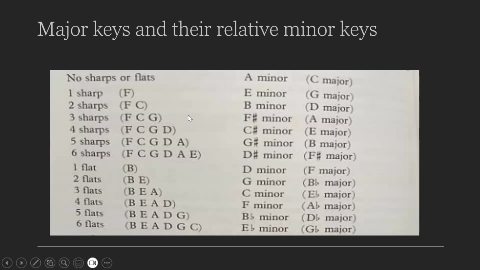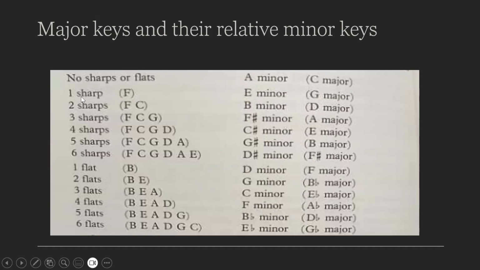If you look at this picture or image, you can see it's just a summary of major keys and minor keys. Look at it. A minor has a relative major of C major. E minor has a relative major of G major. B minor has a relative major of what? D major, and on and on and on.